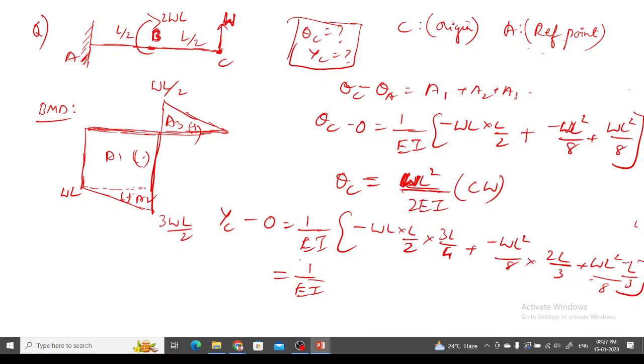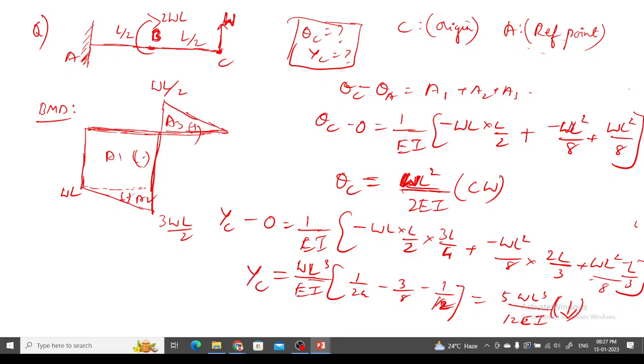So next step, I am taking all the WL cube common. It will be 1 by 24 minus 3 by 8 minus 1 by 12, which will be 5WL cube divided by 12EI. Direction is downwards. YC. Is everyone getting the answer? Yes, sir. Okay. So shall I proceed to the next problem? Sure, sir. Okay.